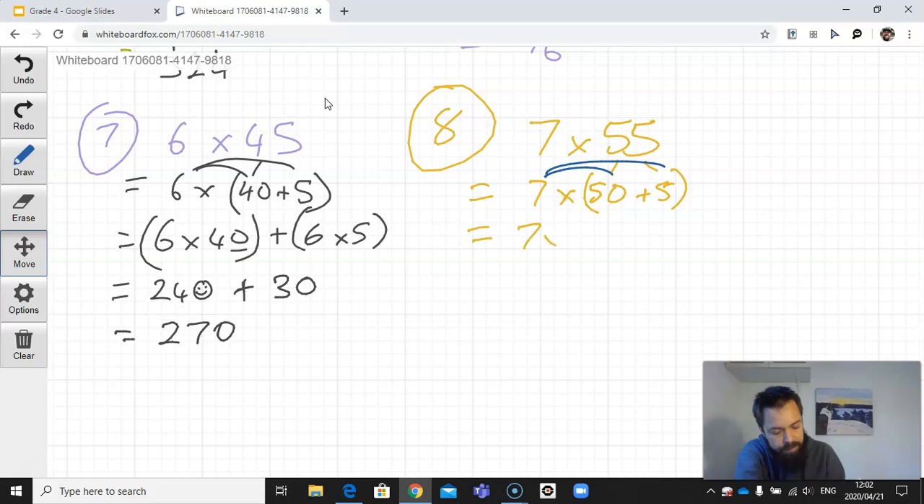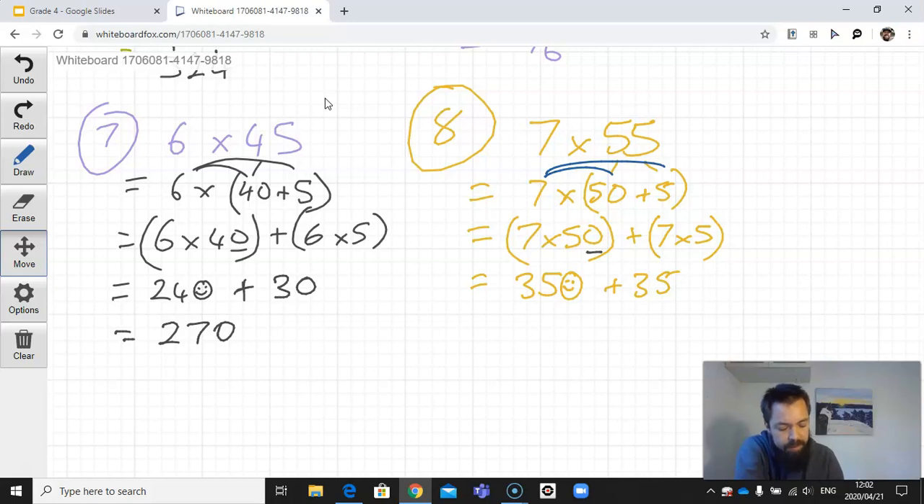So first 7 times 50, then 7 times 5. That's why your times tables are so important. Just a quick side note, you'll notice that other than the 0, it's 7 times 5 and 7 times 5. So your answers are 3, 5 with the 0 because it was up there, and 3, 5 without the 0 because there was no 0 up top.